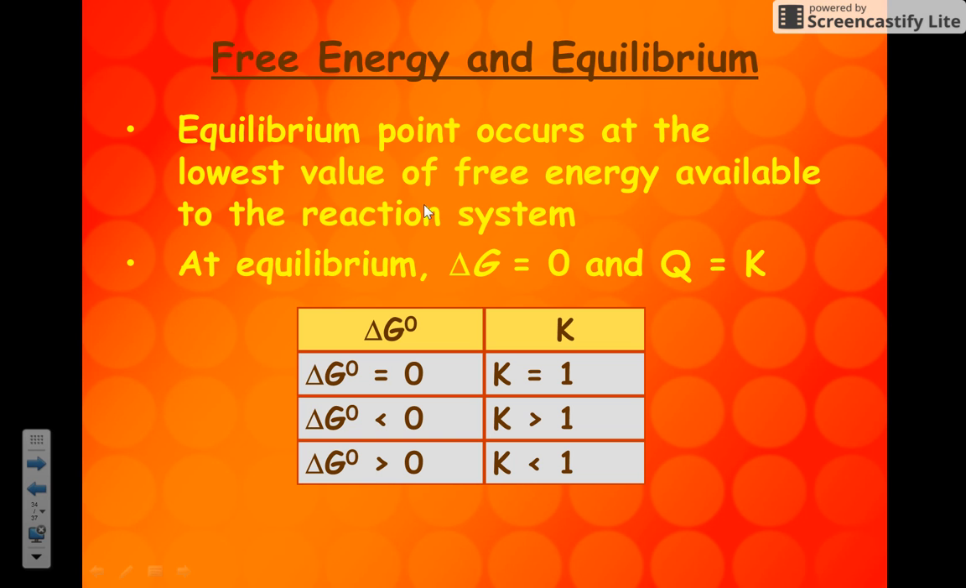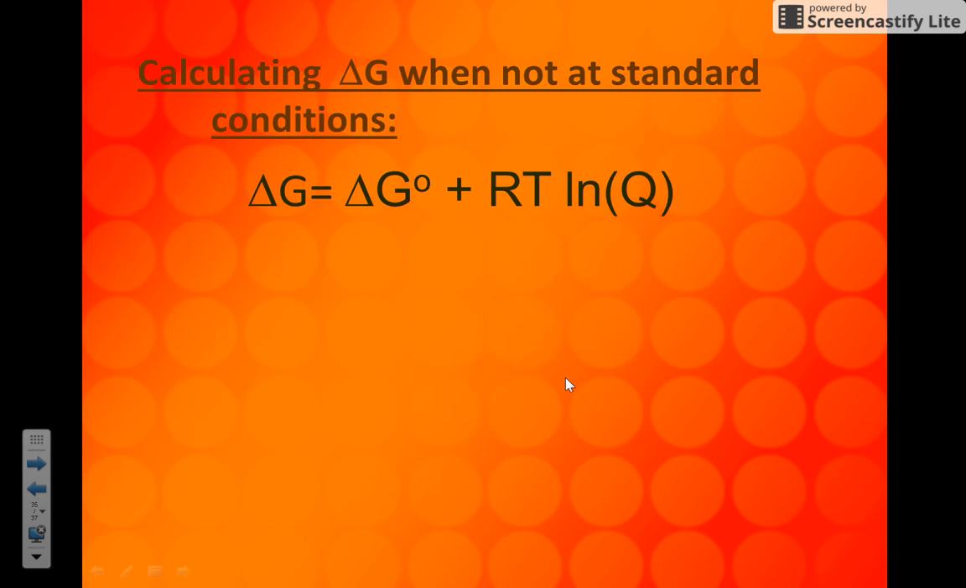Equilibrium is very desirable. At equilibrium, the change in free energy is equal to 0. So once you get to equilibrium, delta G is equal to 0, and that's when your Q equals your K. Remember, Q was your reaction quotient when you apply your initial values of your pressures or concentrations, and then K represents the equilibrium constant. So delta G equals 0 means the K is equal to 1. So when your concentration of products equals the concentration of the reactants, it's at equilibrium.